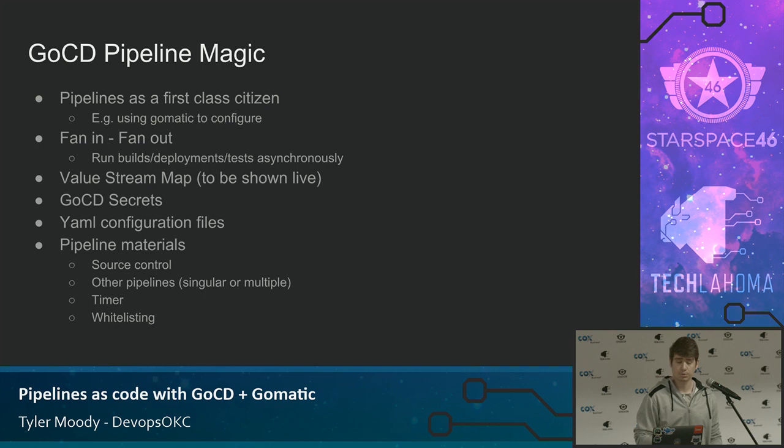And then there's also another plugin, which I have a link to, and if we have time, I'll go to the GitHub repo, that allows you to do YAML configuration files as opposed to using Gomatic, which is a Python library. So pick your flavor, however you really want to do this. We lean heavily on Gomatic with the exception of a few different pipelines that might use YAML configuration.